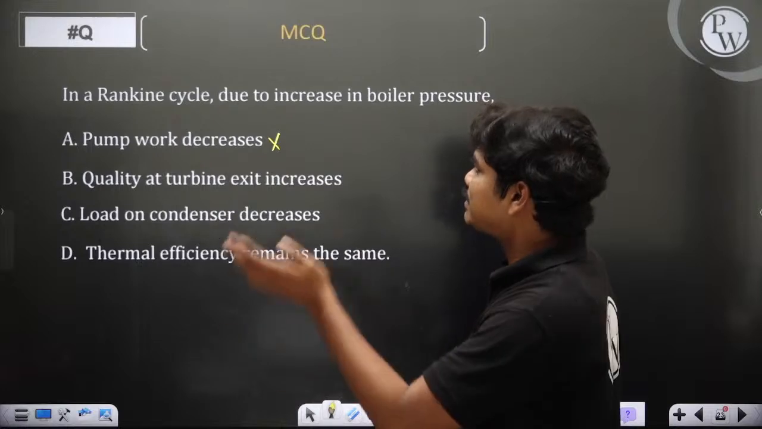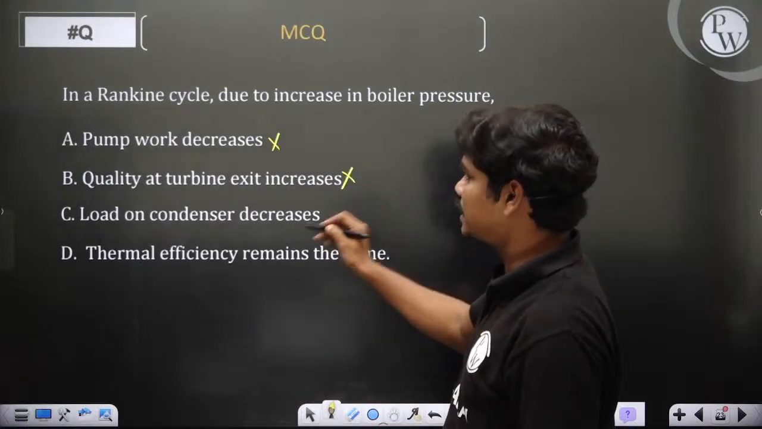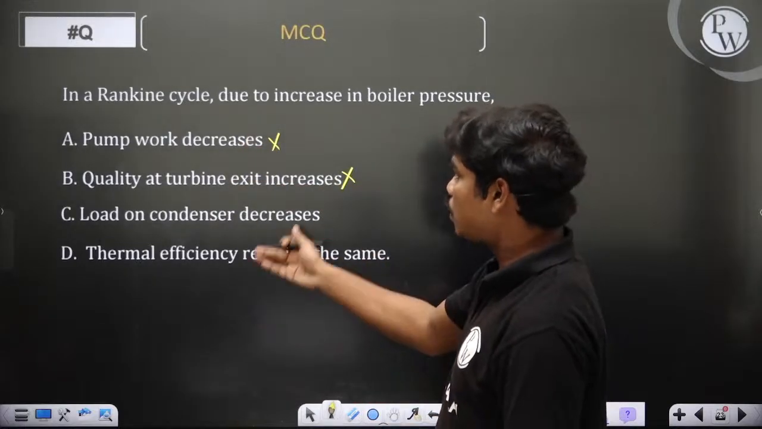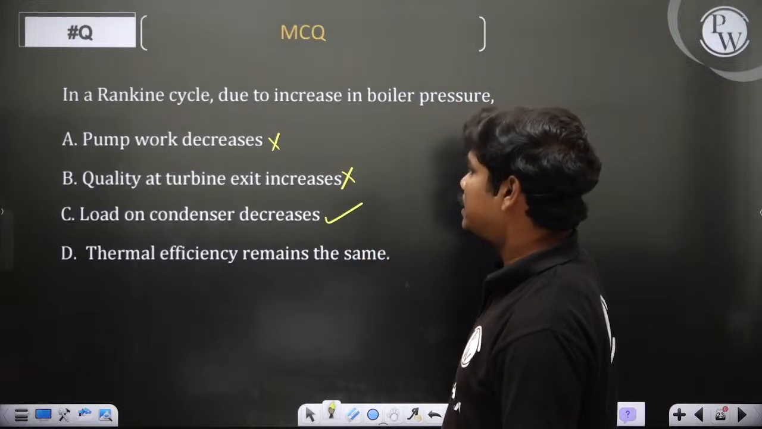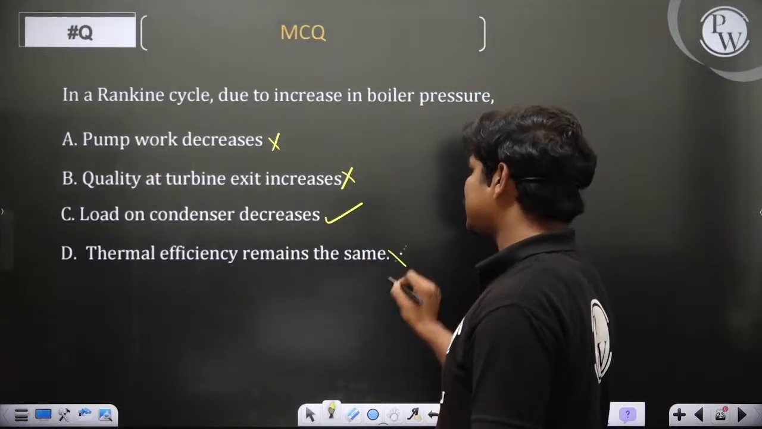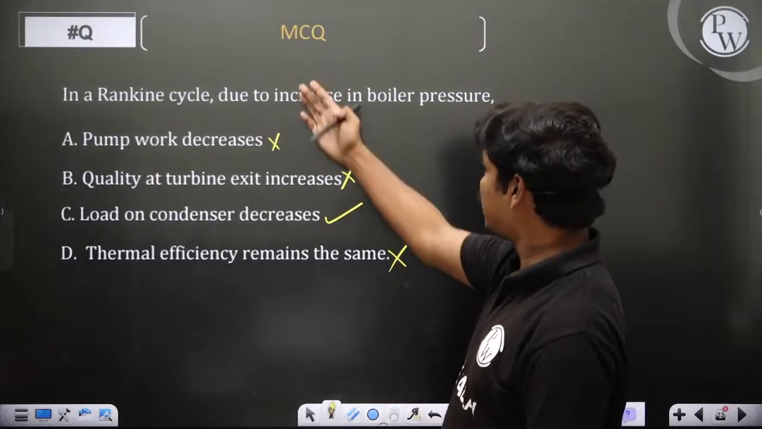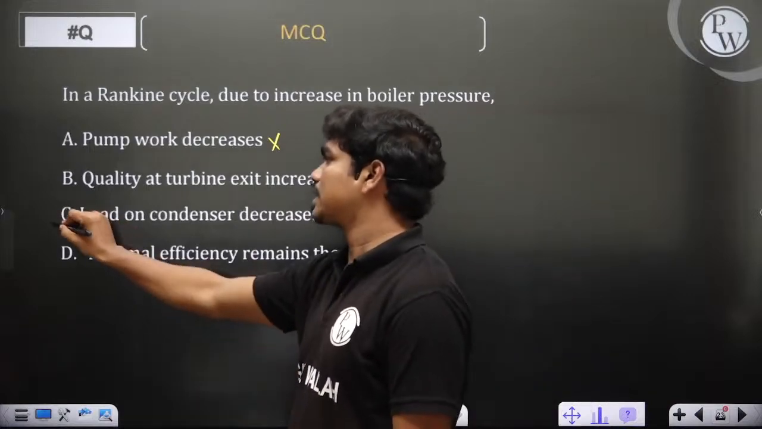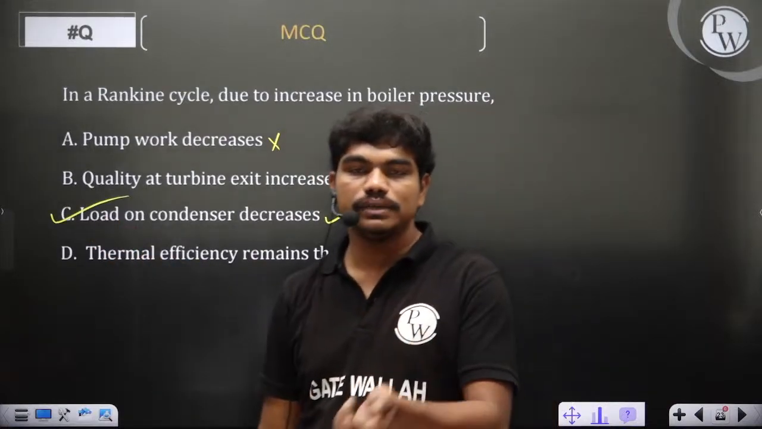Quality at turbine exit increases? No, this will decrease actually. Those are the two drawbacks we have seen. Load on condenser decreases. Yes, this is correct. Thermal efficiency remains the same? No, thermal efficiency will actually increase, correct? Increasing boiler pressure will increase thermal efficiency. This is the correct answer, because load on the condenser means heat removal.